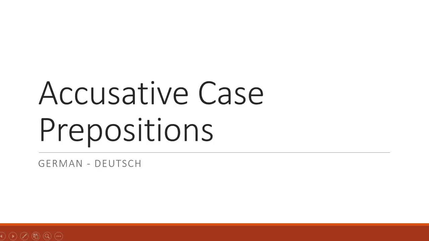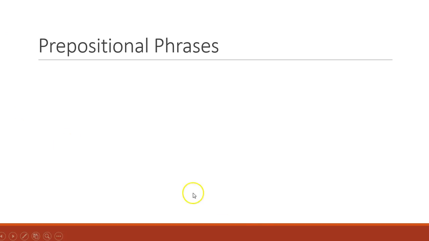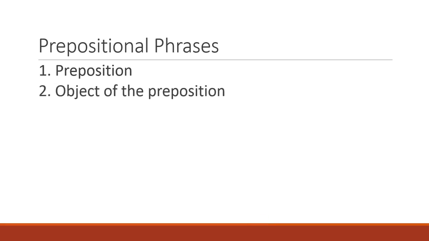Accusative case prepositions in German. So the first thing to make sure you understand is what a preposition is and how that relates to the prepositional phrase. A prepositional phrase consists of a preposition, that's where it begins, and the prepositional phrase ends with the object of the preposition.